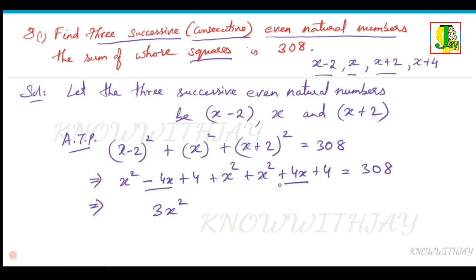then you've got 4 plus 4, 8. Going to the right side, we have 308 minus 8. That's 3x square equals 300, and so this is a simpler one.